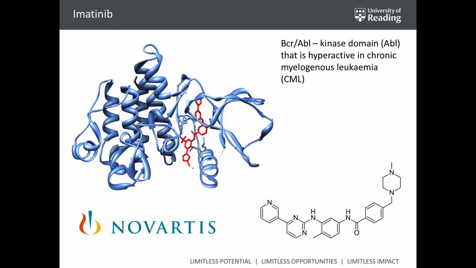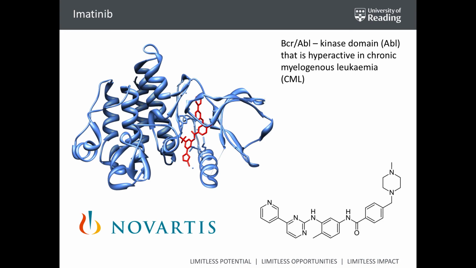Now, increasingly, these are being targeted in the context of human disease, and in particular in the context of oncology. This is the crystal structure of BCR-ABL, which is a kinase domain that is hyperactive in a number of different cancers, but in particular in some forms of leukemia. This is a picture of the crystal structure of this kinase with an inhibitor bound in its active site. This is the inhibitor imatinib, and this is the chemical structure of that inhibitor.